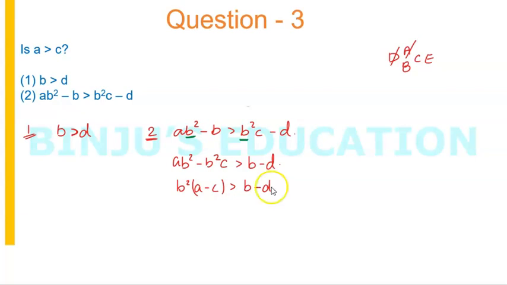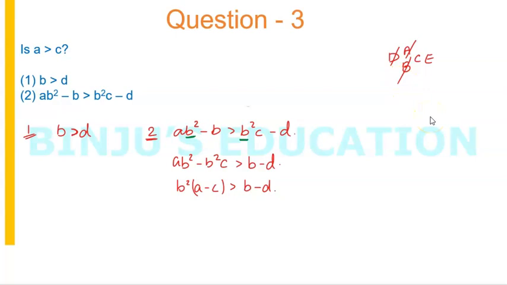It may happen that, for example, B minus D is 8, A minus C is 1, and B is 3, which means B square is 9. Right? So there are a lot of possibilities which can happen. So do I have a conclusive answer using statement 2? No, I don't have any conclusive answer using statement 2 alone. So that means B also goes out.